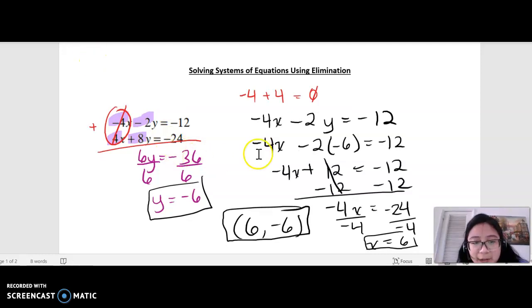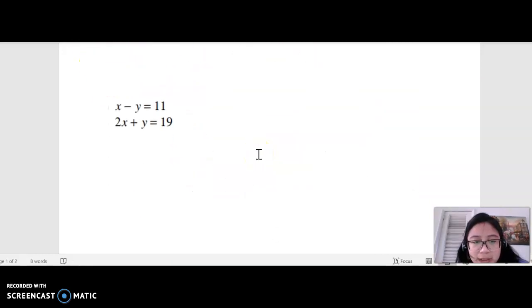Okay, so let's look at a different example. So this one right over here. Now here, I want to go ahead and look at my coefficients. But if you notice here, I don't really have coefficients. But remember, whenever you have a blank space in front of a variable, there's going to be those invisible ones, right? Now in order to help you find the variables to eliminate, you can start by lining up your equations. So I'll line it up like this.